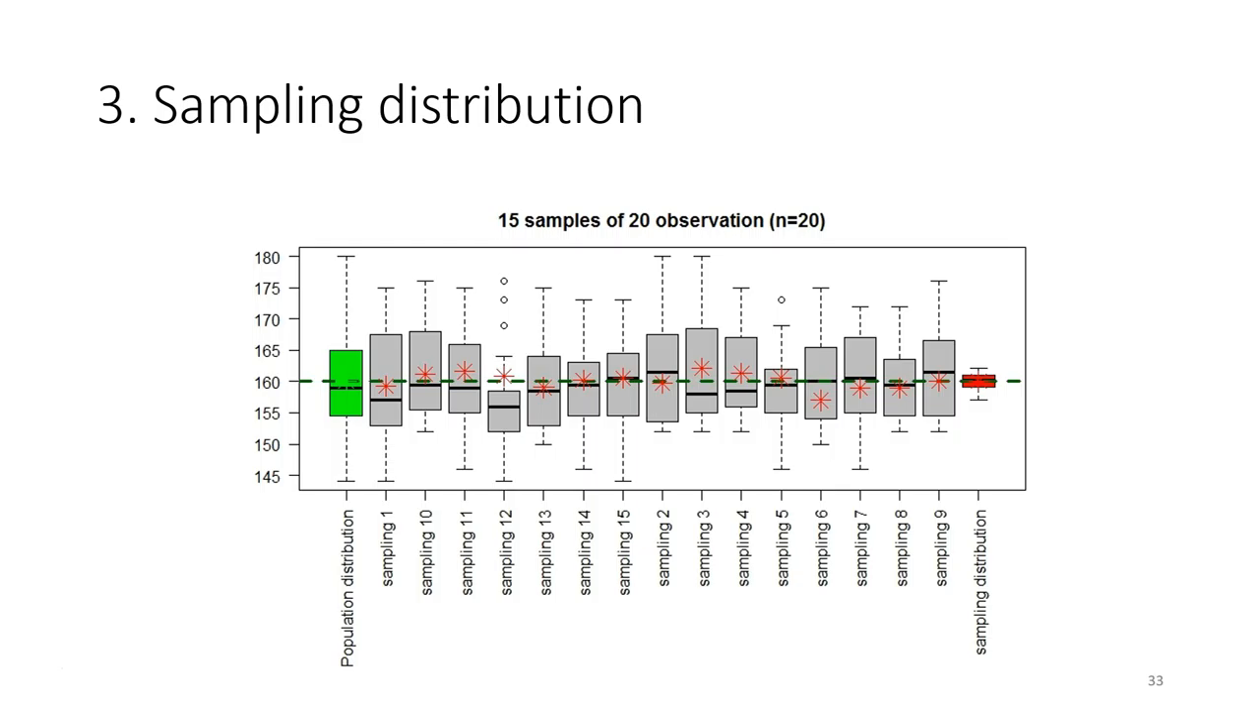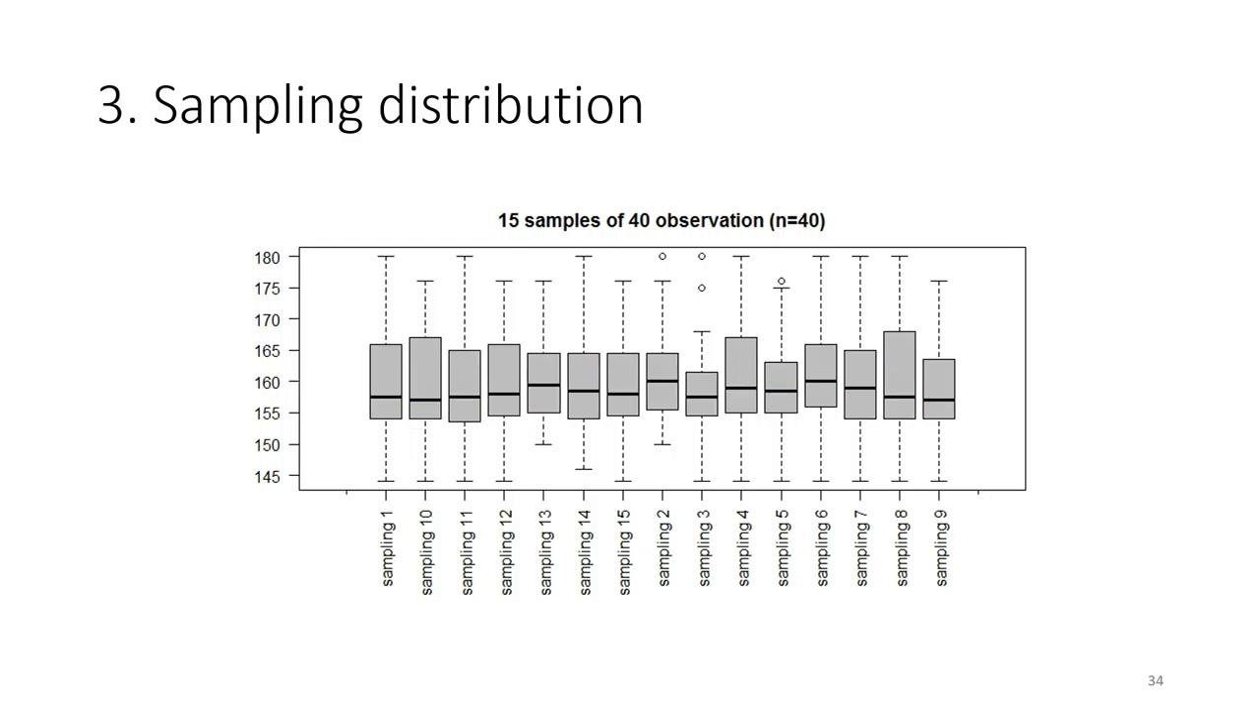Now we move to another example. This time we still have 15 samples, but we have 40 observations for each sample. Now you can see that for each sample, the data distribution is very similar to the population, even though we only take a sample. This is only n equal to 40, and this is the entire population. Compared to the two examples just now, this time the distribution of the data in each sample is very similar to the population. After we calculate the mean of each sample, although it's still different from the population mean in most cases, the difference is much smaller.